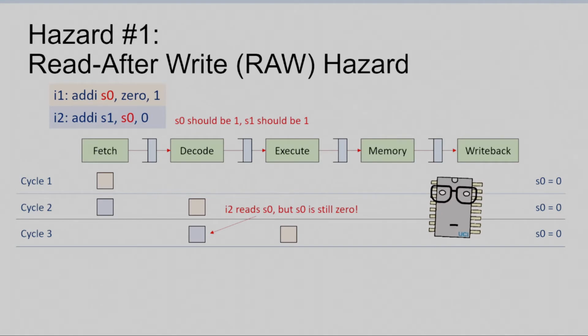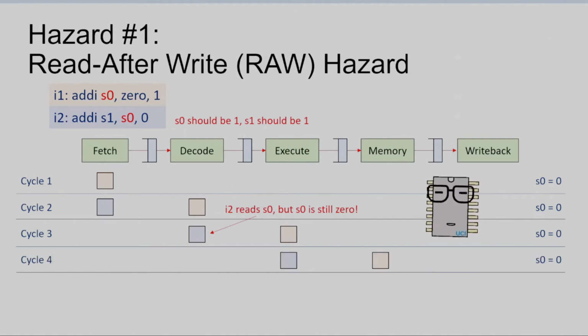So at this point, we already know that the answer is not going to be what we expect, because instruction 2 has read data which we did not expect. At this point, everything's just wrong. But we can keep going to see what happens.